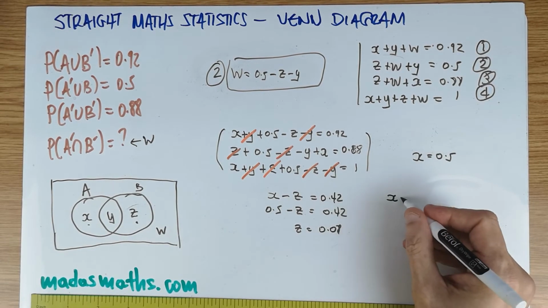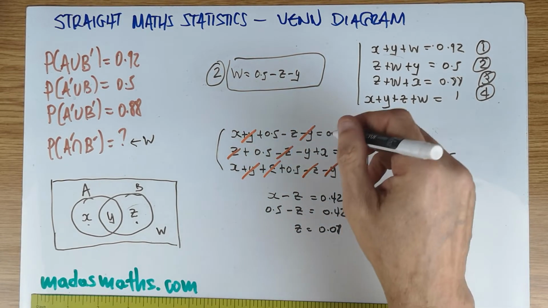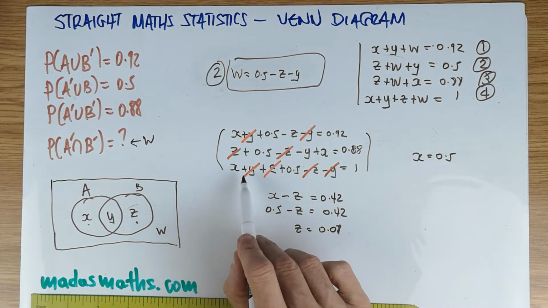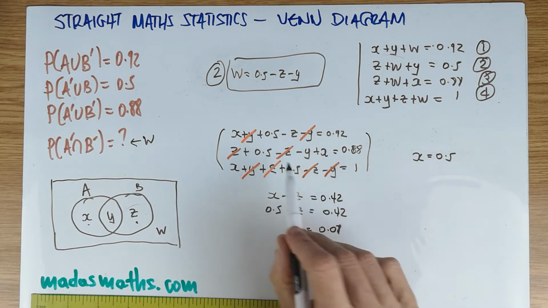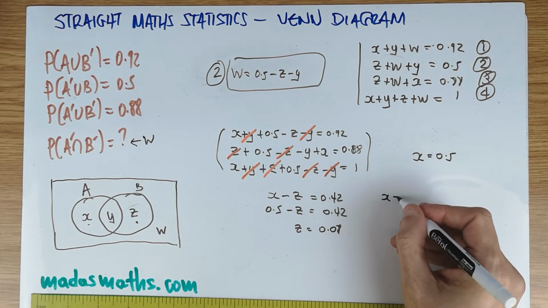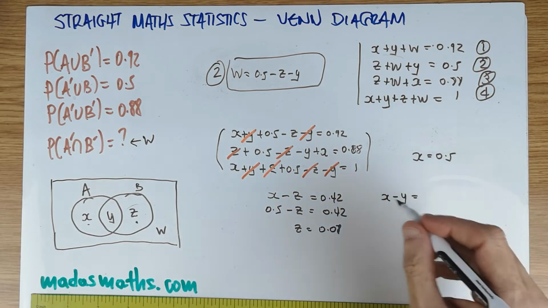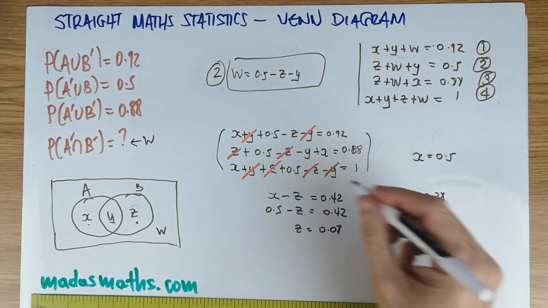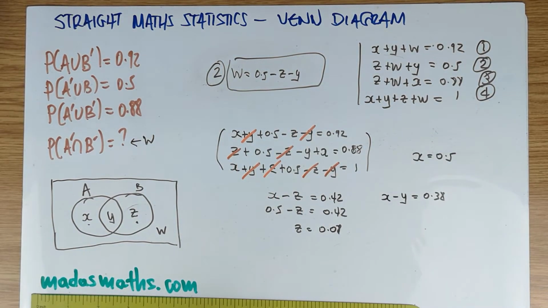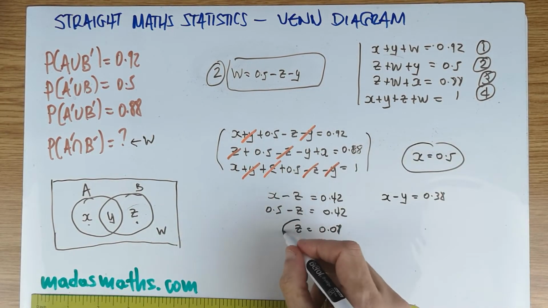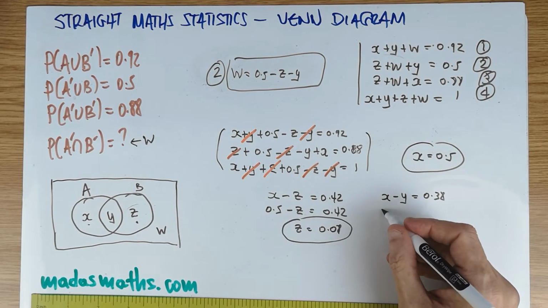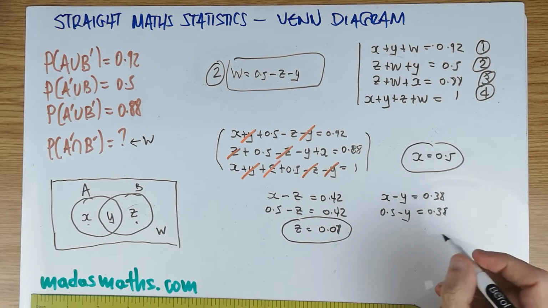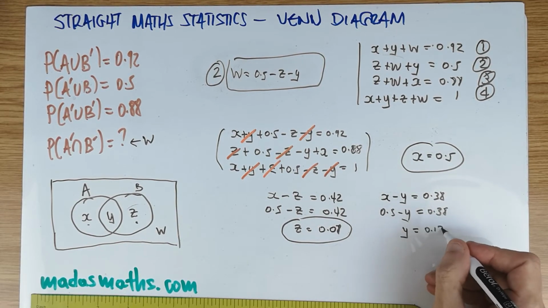So X, that's the one I've just done. We will look at which one we haven't used, which is this one here. So that says X minus Y, because we want the Y, is equal to 0.88 take away 0.5, which is 0.38. So looking at this equation here, and of course X we have found. Let's start circling some stuff. 0.5 minus Y is equal to 0.38. So our Y is 0.12.